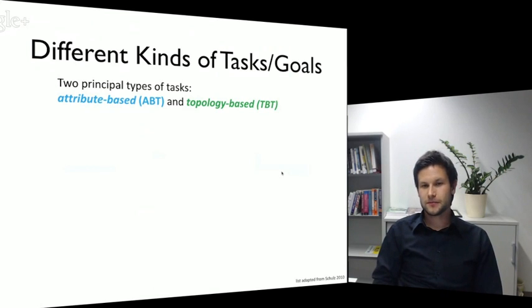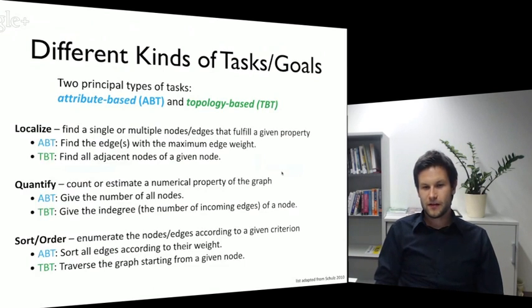Yeah? And if you have a topology-based task, then this is really about the connections between them and not about the attributes. So I'm not going through all these tasks. What people usually want to do is they want to localize something, they want to quantify something, or they want to sort or order it. Yeah? And I will just give you an example.